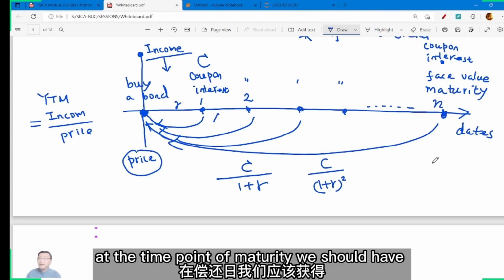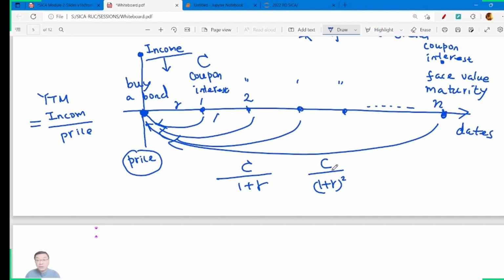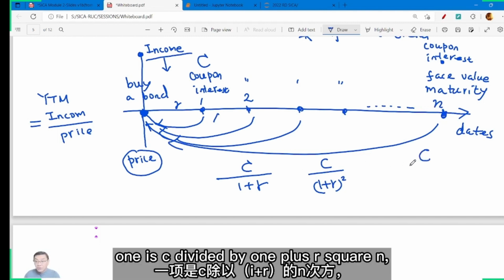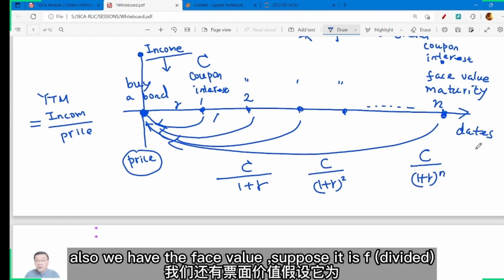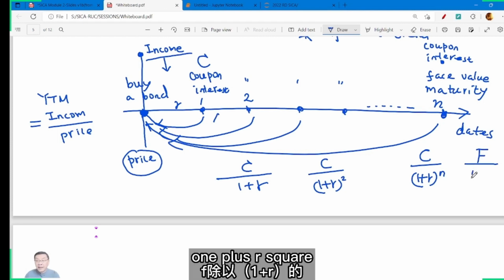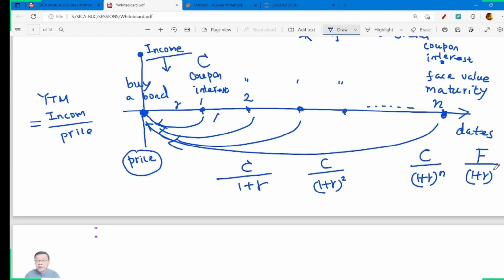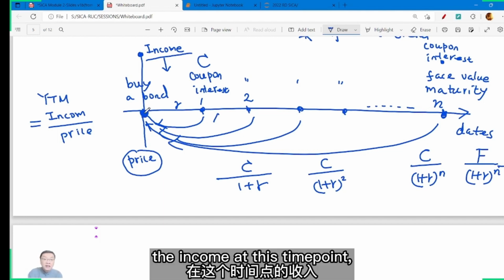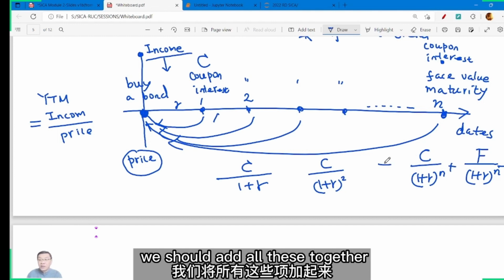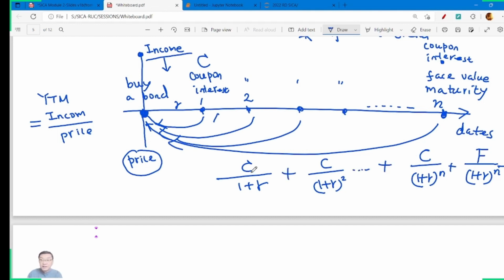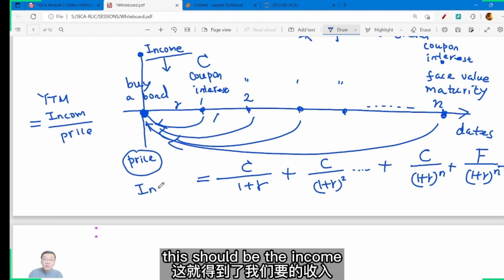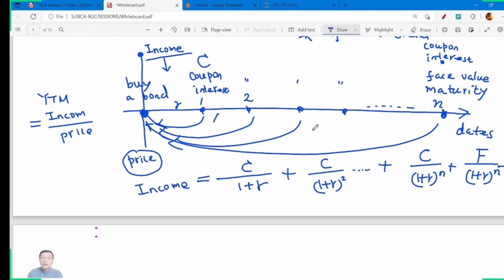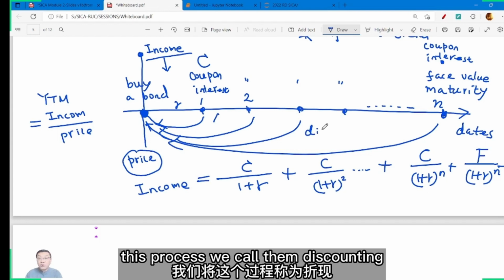And at the time point of maturity, we should have two cash flows. One is C divided by (1 plus r) to the power N. Also, we have the face value, suppose it is F, divided by (1 plus r) to the power N. And in order to calculate the income at this time point, we should add all these together. This should be the income. This process, we call discounting.